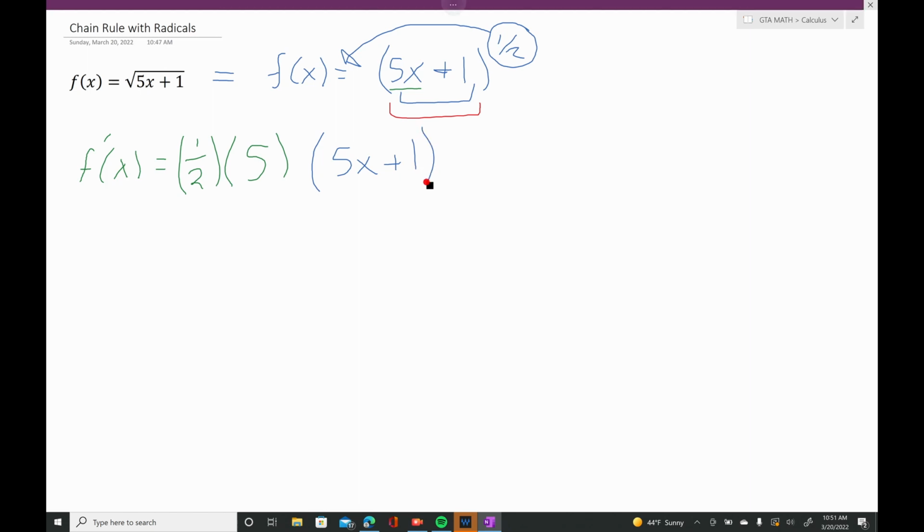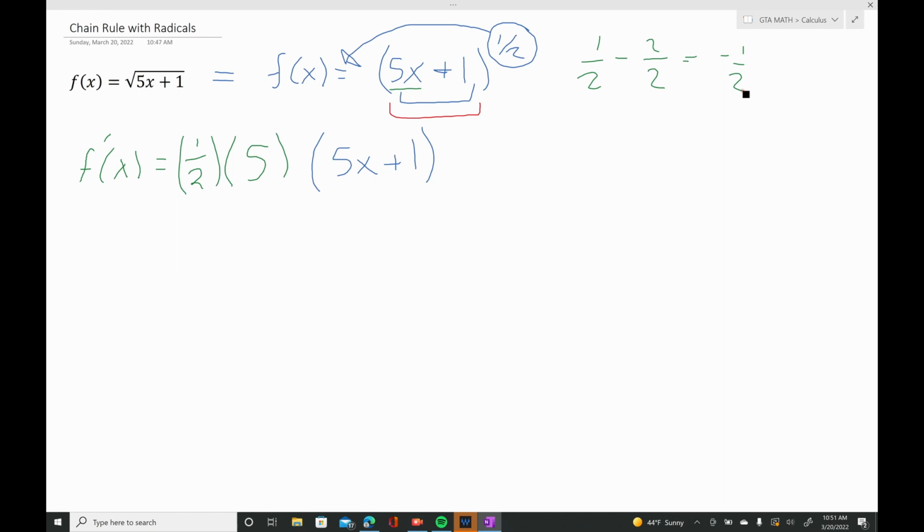And then since we used the power rule, we're going to change the exponent. So 1/2 minus 1, which is basically 2/2, is going to give us negative 1/2. So we're going to put negative 1/2 up here. And this is our new derived form, but we're not finished. Still got some cleaning up to do.